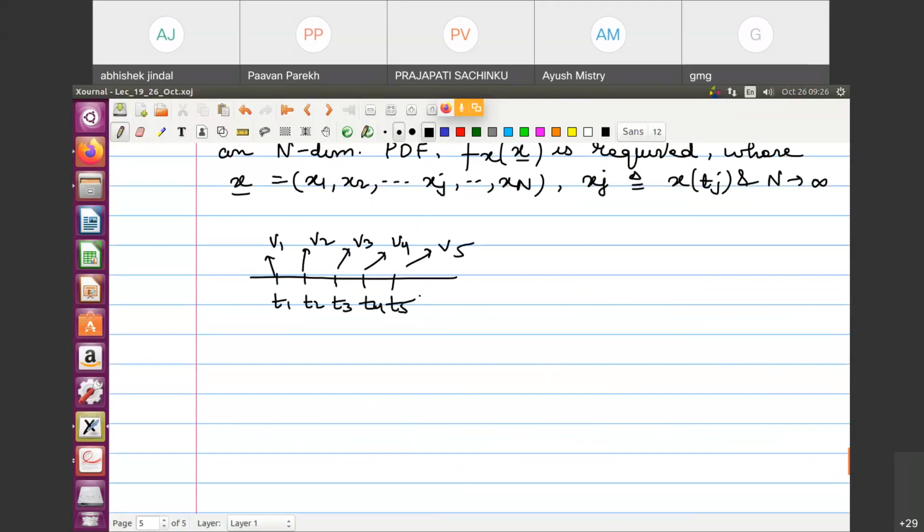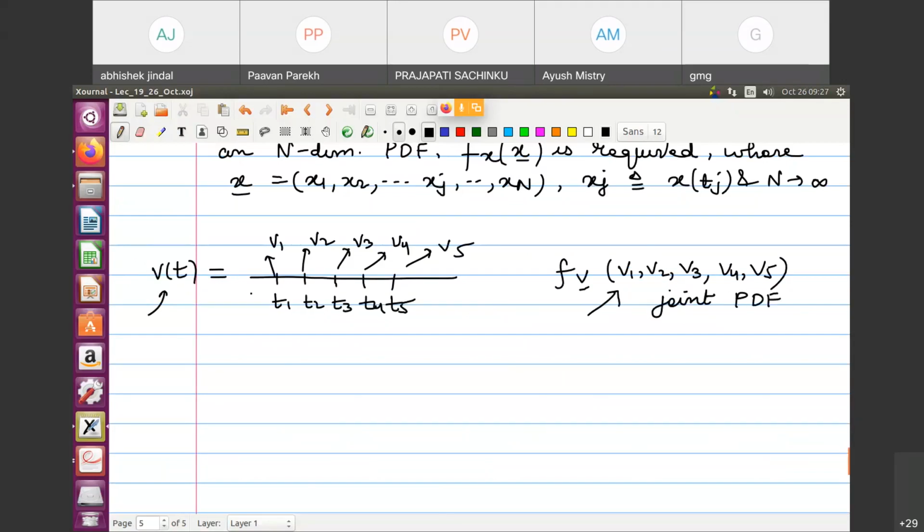Now, in order to write the PDF of this random process, suppose this is my random process v of t, what I have to do is find the joint PDF of all the random variables. In terms of the joint PDF, I can write the PDF of v of t. So v of t follows a PDF which is given by this. But this is a joint PDF, so the joint PDF specifies the PDF of v of t.